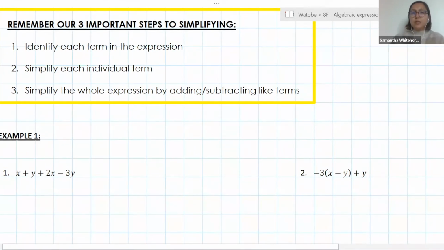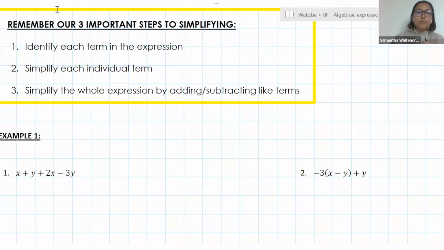So there are 3 important steps, remember, that I spoke about last week. And if you weren't here last week, that's absolutely fine. Those 3 important steps are: identify each of the terms in your expression; simplify each individual term if it can be simplified; and then simplify the whole expression by adding or subtracting your like terms. Sometimes some of these steps won't be necessary. Sometimes you don't have to do all 3. But if you can do those 3 things, you'll be able to simplify your expression.